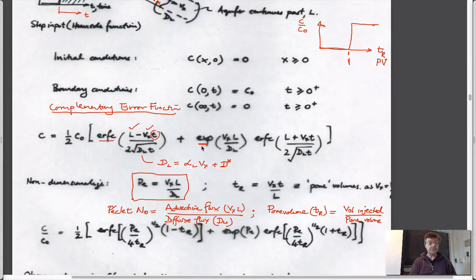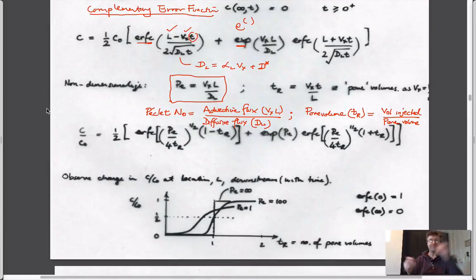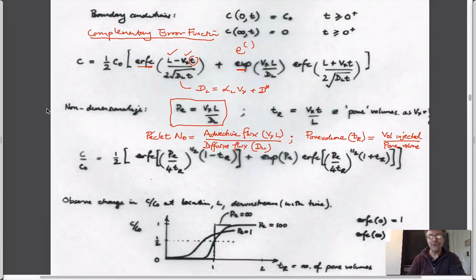This is exponential, so this is just e to the plus this term. This is just error function. Complementary refers to the c on it. There's also the error function, which is just the error function without the c, which is 1 minus it. Doesn't matter. But anyway, it's an exercise for you to do on your own.